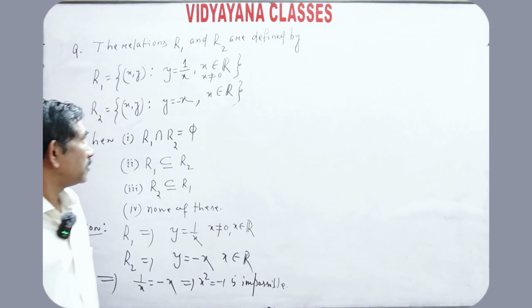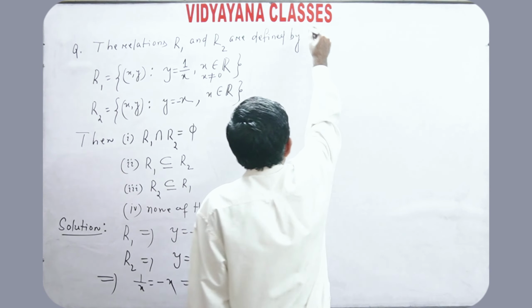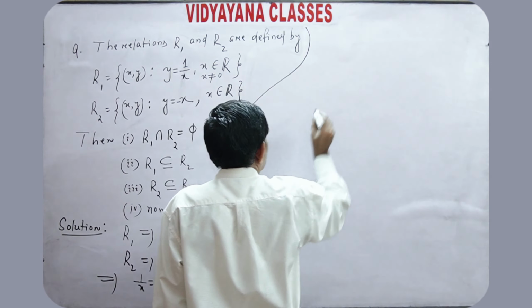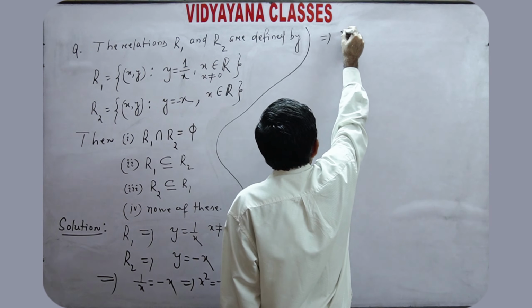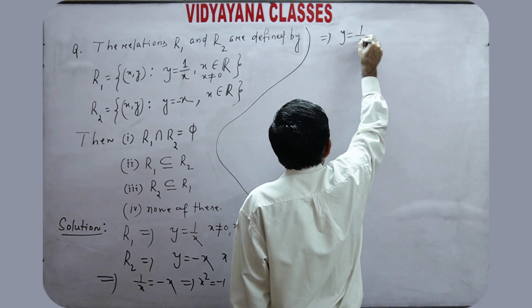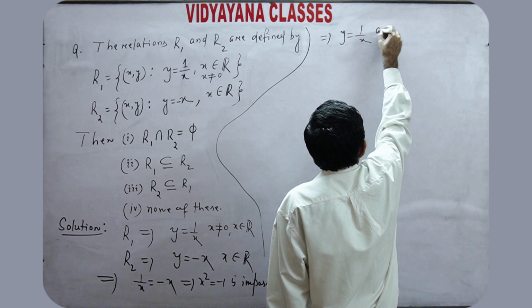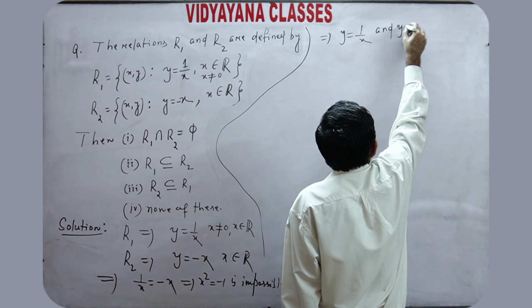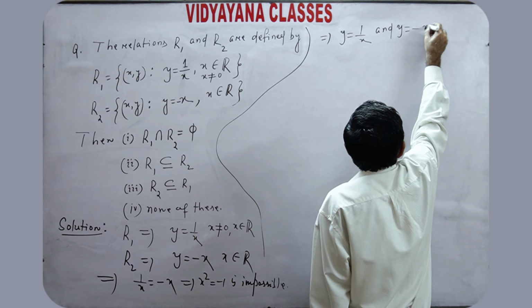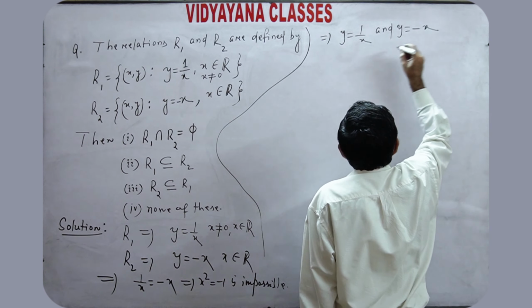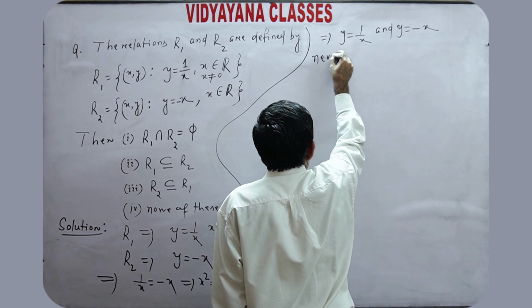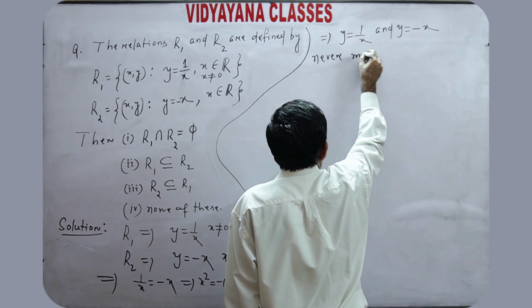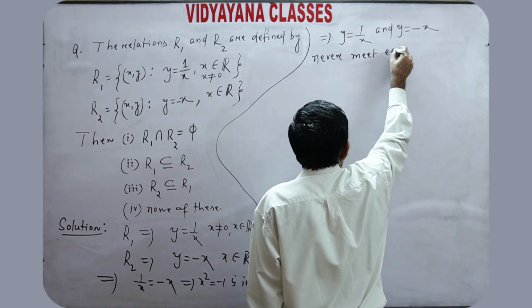Clear? This implies y is equal to 1 by x and y is equal to minus x never meet each other.